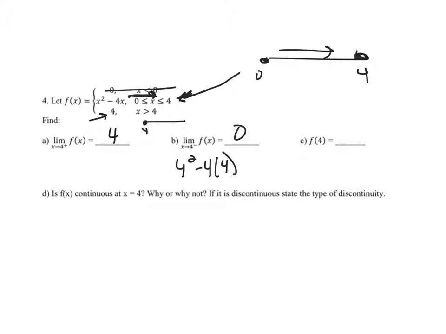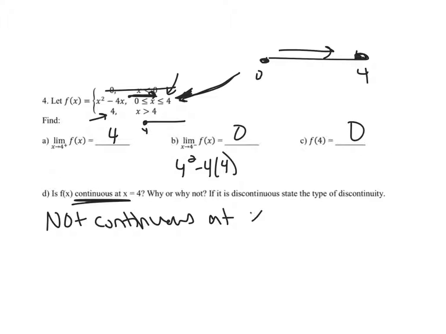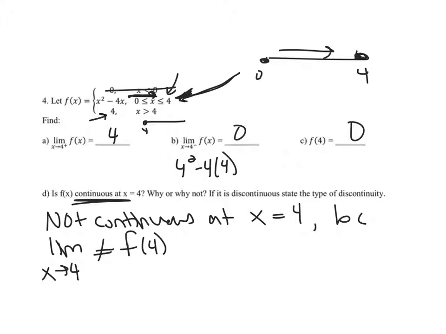And then f of 4 is still the second one, because it has the equal to signs with 4, and that is also 0. So it says, is f of x continuous at x equals 4, and why or not? Well, I know I am not continuous at x equals 4, because the limit as the x value approaches 4 does not equal f of 4. I should really put f of x inside of here.